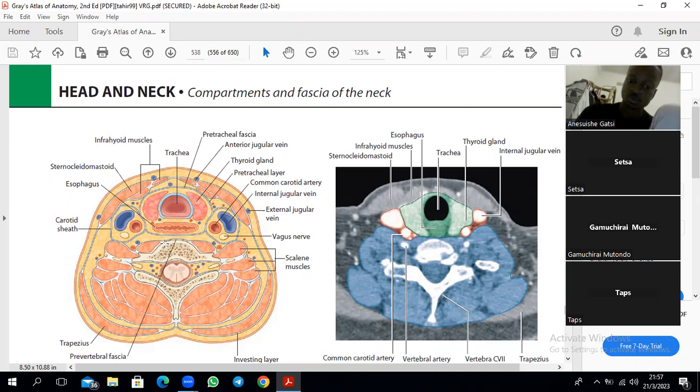It's the investing layer, the pretracheal layer, and the prevertebral. Yes, then what's the 4th one then? The carotid sheath.